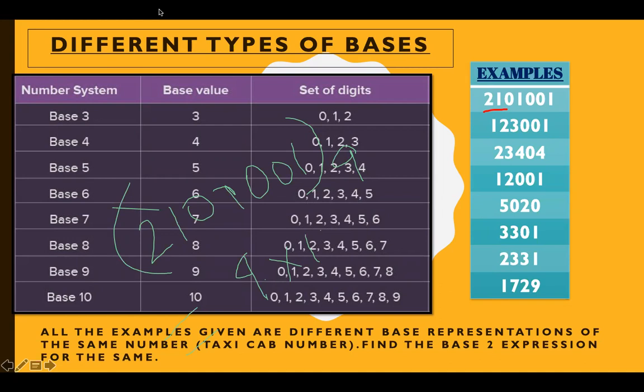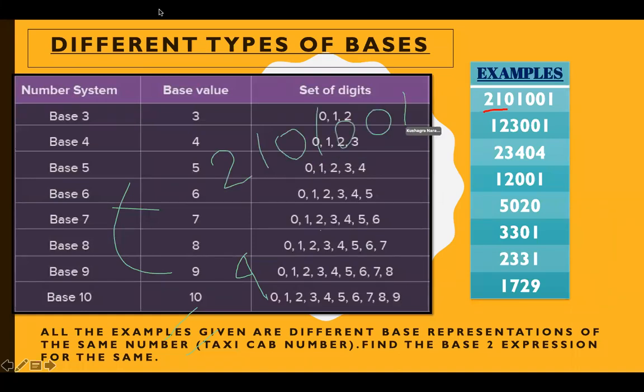Okay, wait. Sir, we had to represent 2331. The first one, 2101001 in base 3, to base 10. You have to confirm it's 1729. Okay, sir.